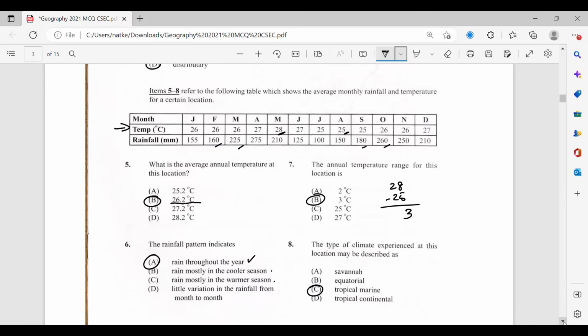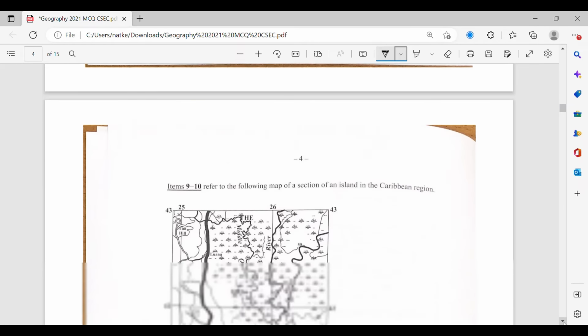If you don't think that one is tropical marine, let me know. This one is, well, tropical marine and tropical continental. They're very close to each other most of the time, but there is a particular difference still. All right, let's go. Number 9.